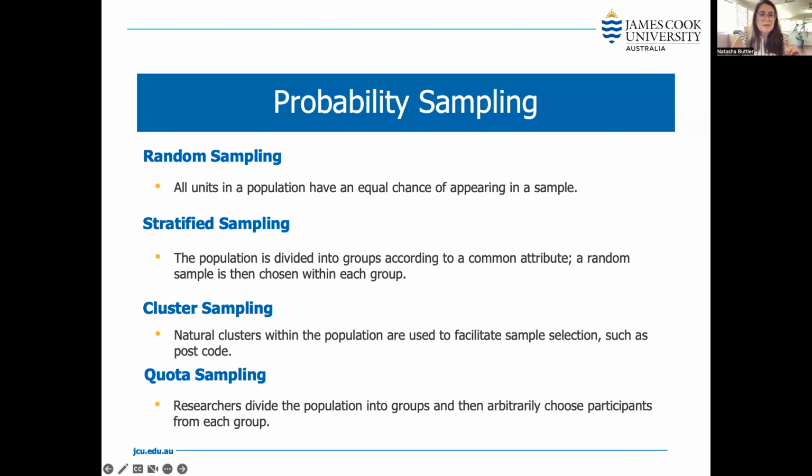So with our probability sampling, we can have random sampling, and that means all units in the population have an equal chance of appearing in the sample. We can have stratified sampling, and that's where the population is divided into groups according to a common attribute, and then a random sample is chosen within each group. We can have cluster sampling, where natural clusters within the population are used to facilitate sample selection, such as a postcode. And then we have quota sampling, where researchers divide the population into groups and then arbitrarily choose participants from each group.